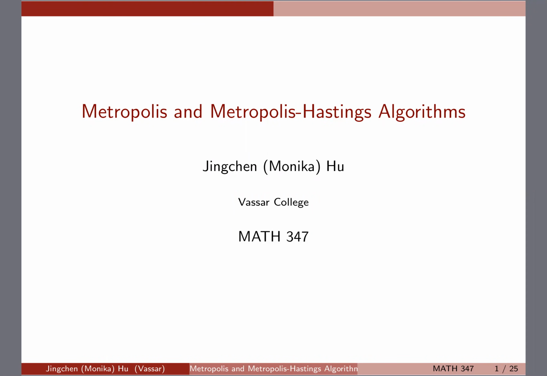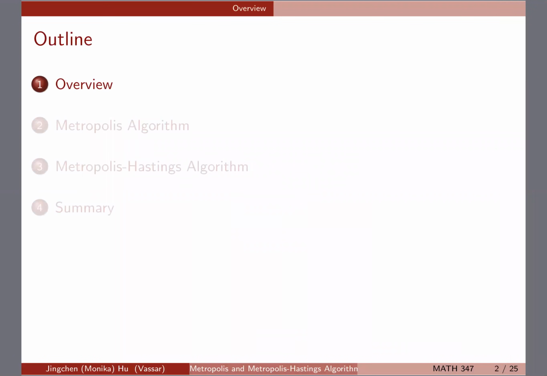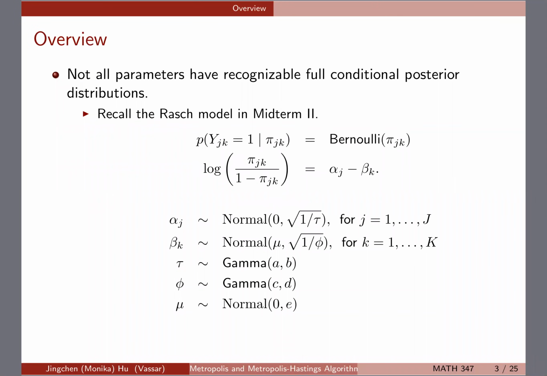All right, so this is just an example. There are so many examples out there, but I was trying to use something close to what we are doing. This was one question from homework 2, if you remember. It's a Rasch model, and there are multiple parts to the question, and I asked you to derive some of the full conditional posterior distributions.